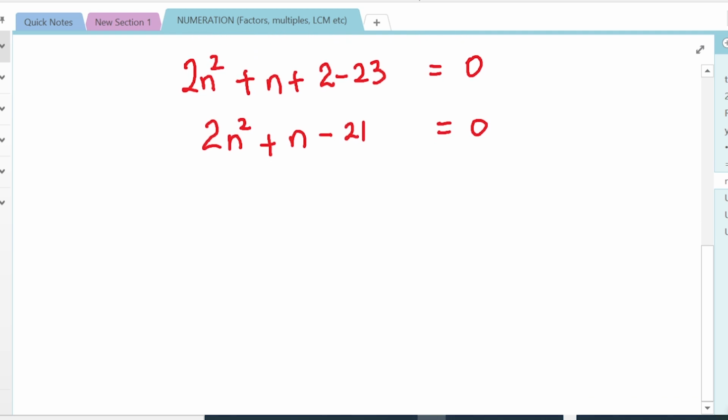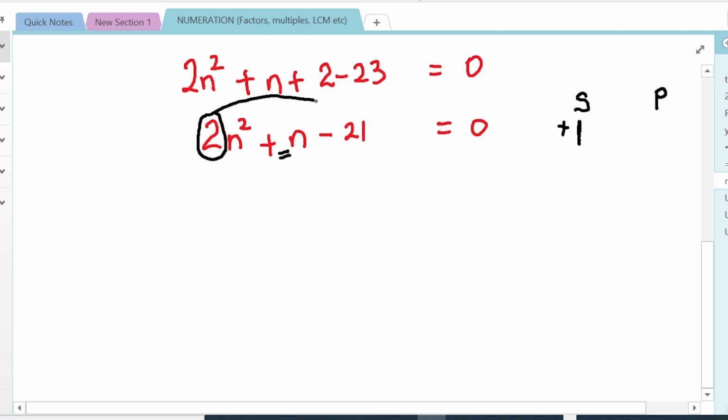So here we have a quadratic equation and we are supposed to solve it. Remember, for a quadratic equation, we're supposed to find two numbers. Those two numbers are supposed to give us a sum, here positive 1, and a product. The product here is this value multiplied by the last value. So a product of 2 times negative 21, which is negative 42.